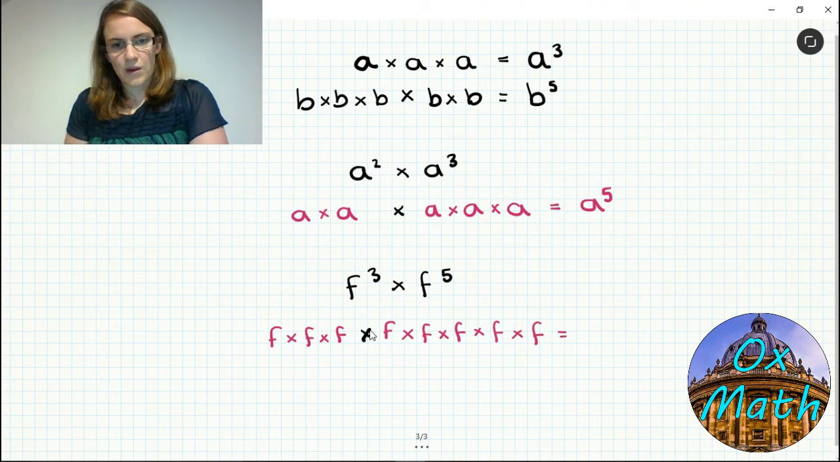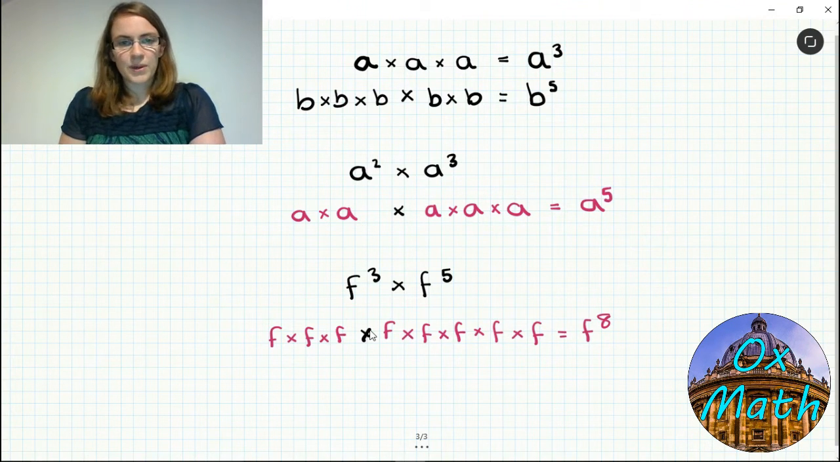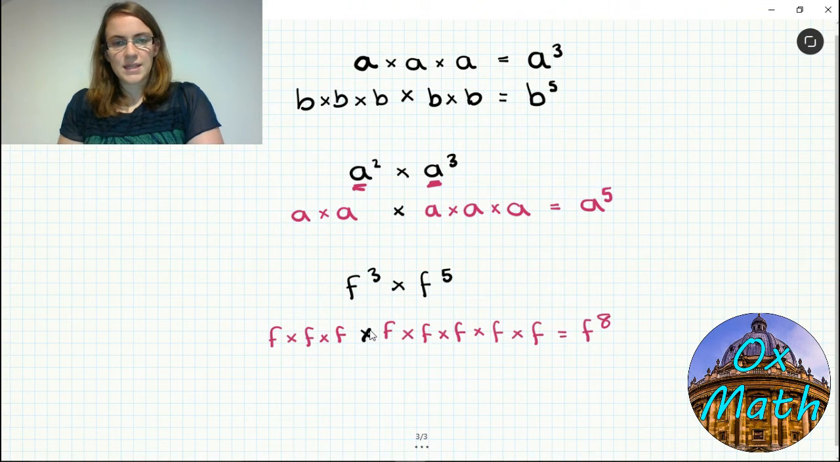So altogether we have 1, 2, 3, 4, 5, 6, 7, 8, so we are using f 8 times in a multiplication, so we have f to the power 8. Now some of you may have noticed the shortcut here. Because the power tells us how many times we are using it in a multiplication, if we have the same base, so in this first example our base was a, multiplied together, the first one tells us we are using it 2 times in a multiplication, the second power tells us we are using it 3 times in a multiplication, so altogether we are using it 2 plus 3, which is 5 times in a multiplication.